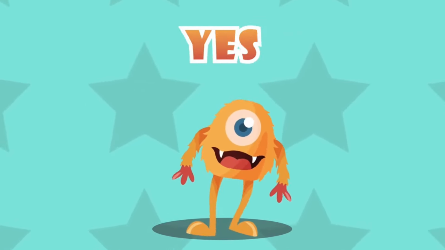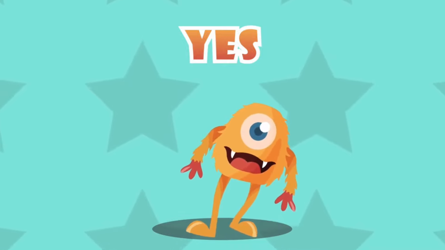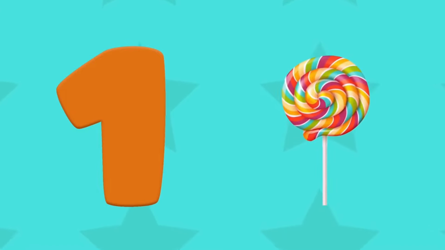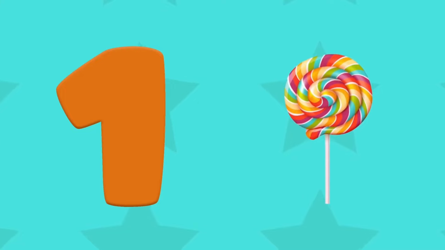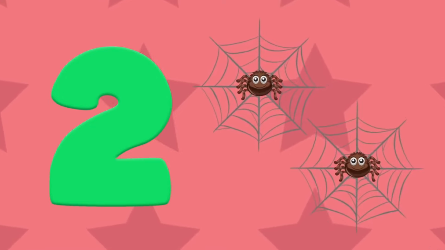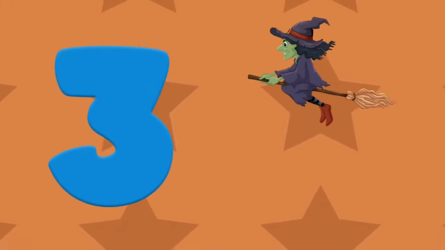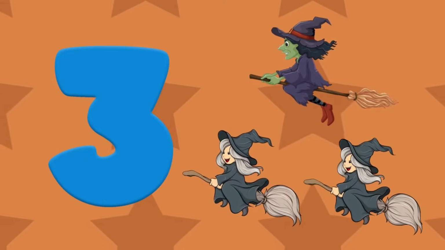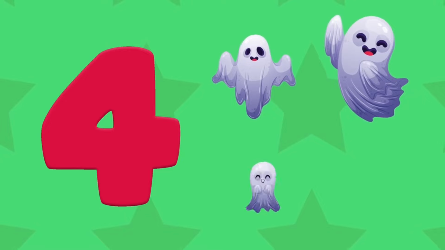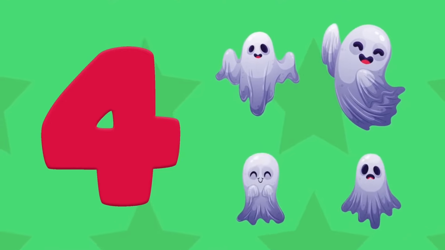Okay. Yes, yes. 1. This is number 1. There is 1 candy corn. So yummy. This is number 2. 1 and 2. 2 spiders. This is number 3. 1, 2, 3. There are 3 witches. This is number 4. 1, 2, 3, 4. 4 ghosts.